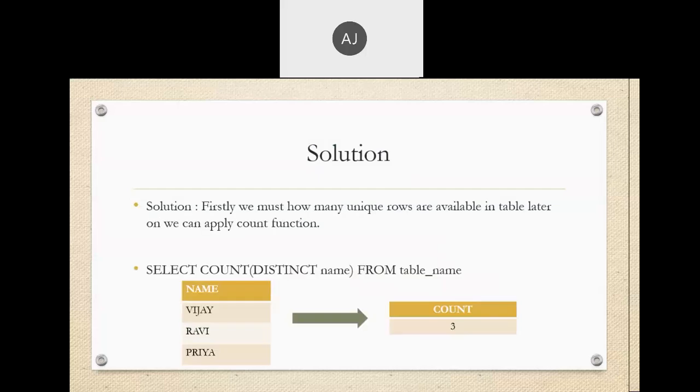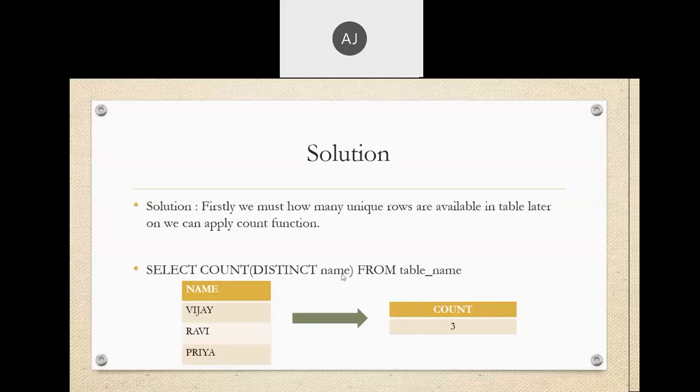So the solution. First, we must know how many unique rows are available in the table. Later, we can apply the count function. That means first of all, we'll find out the distinct name, and we'll pass that distinct name attribute to the count, and after that, it will return the 3. Right now I don't have a table, so इसलिए मैं ये practical नहीं दिखा सकता, but just imagine like that. Select count in round bracket distinct name.